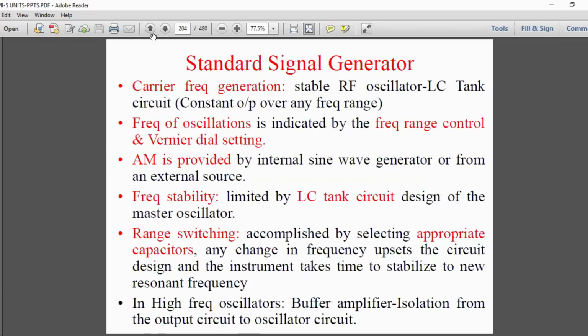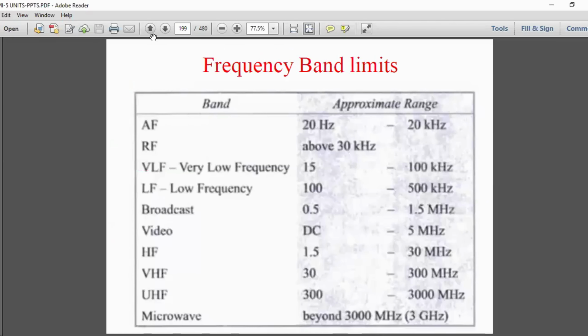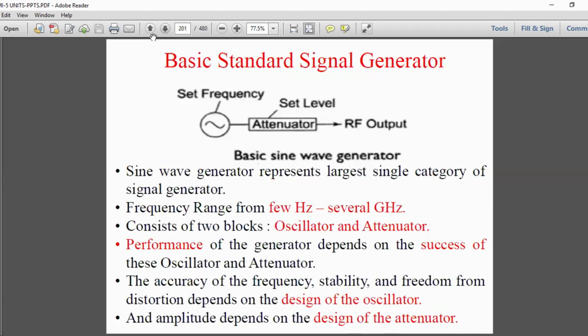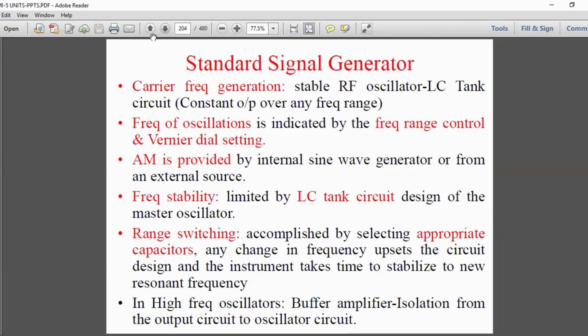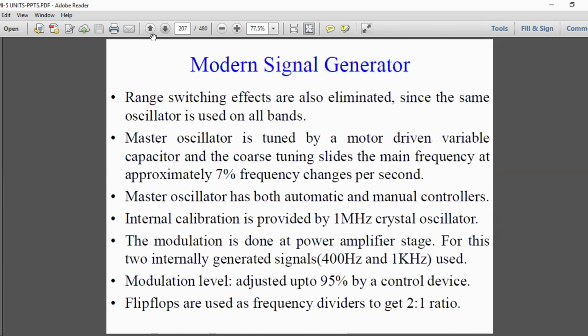We have gone through in this class the basic signal generators, frequency band limits, and then what a standard signal generator is and its explanation, and a model signal generator and its explanation.